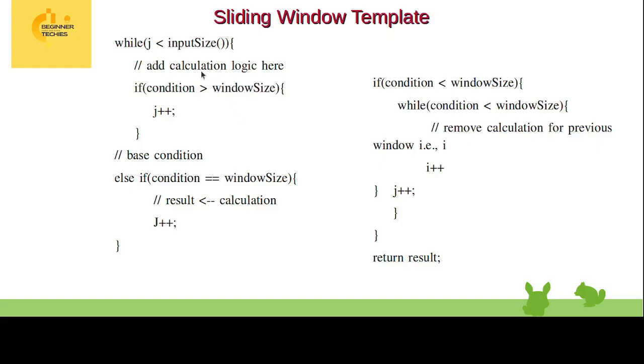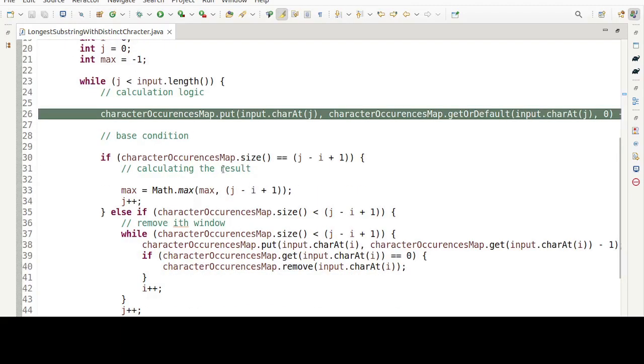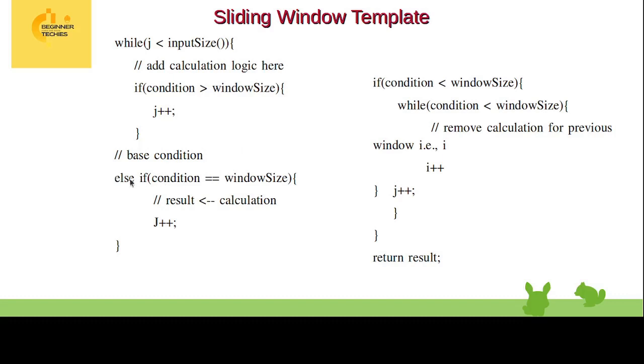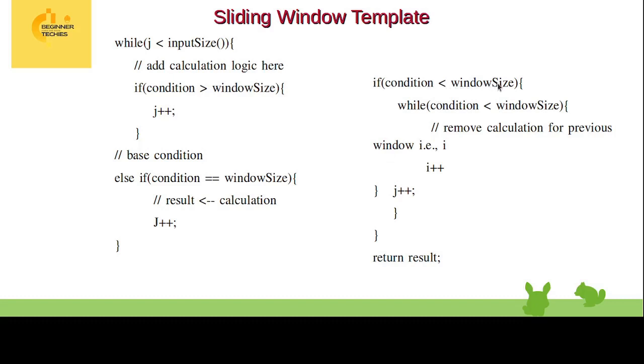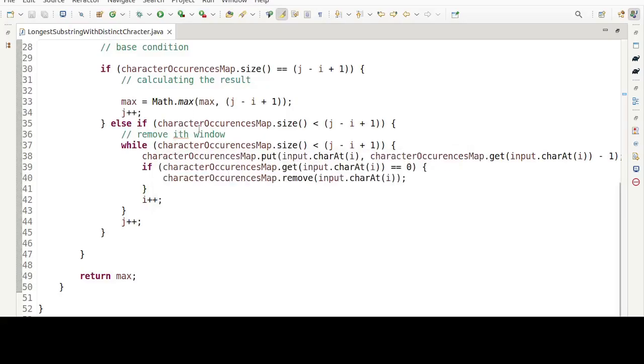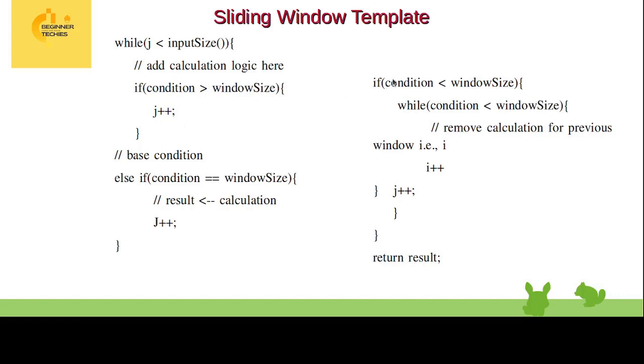Here we have added the calculation logic. We have to add the calculation logic, and this logic can vary, right? Then I have added the base condition, the second one, sorry, the else if condition. This is the base condition, right? And then I have added the condition: if the map size is less than the window size, then we remove the ith window from the map. So this is the second condition. I did not put the third condition, because it was not required with this logic, so I simply ignored it. I used only these two conditions.